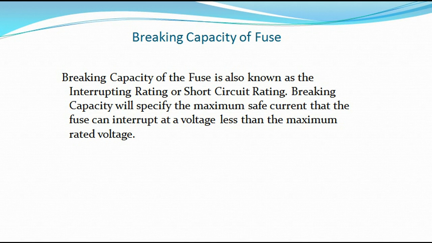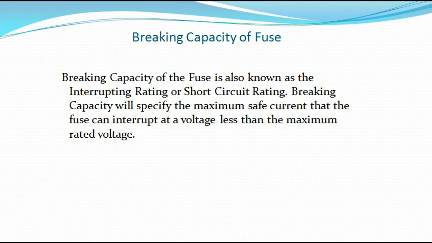I repeat, breaking capacity will specify the maximum safe current that the fuse can interrupt at a voltage less than the maximum rated voltage. Now, what I'm trying to explain here is, in this breaking capacity of a fuse, this one is the one that specifies the maximum safe current that the fuse can interrupt.